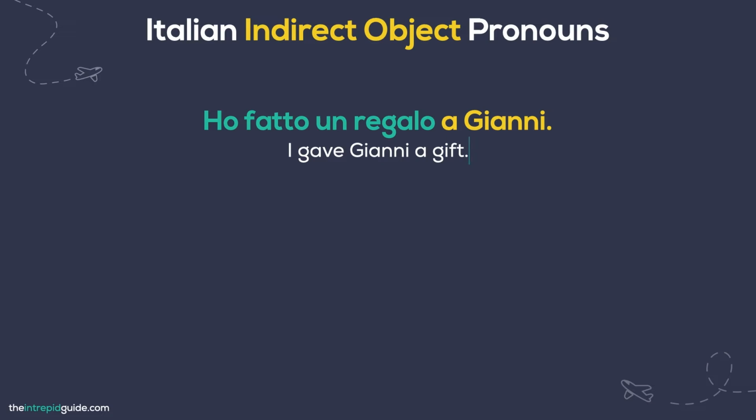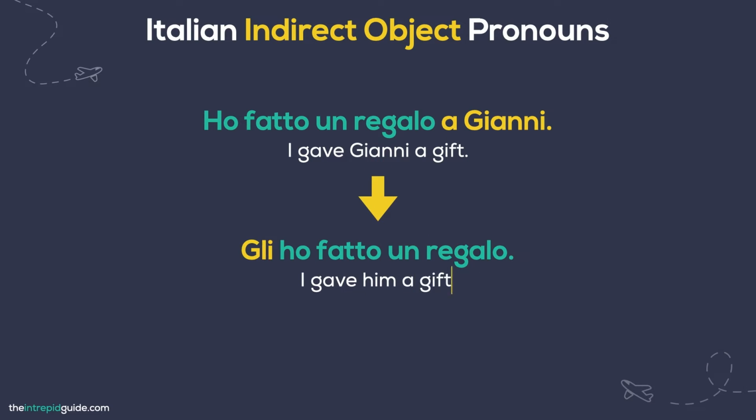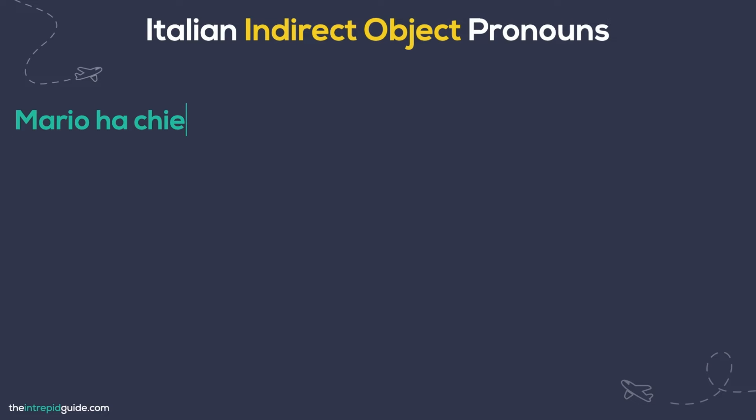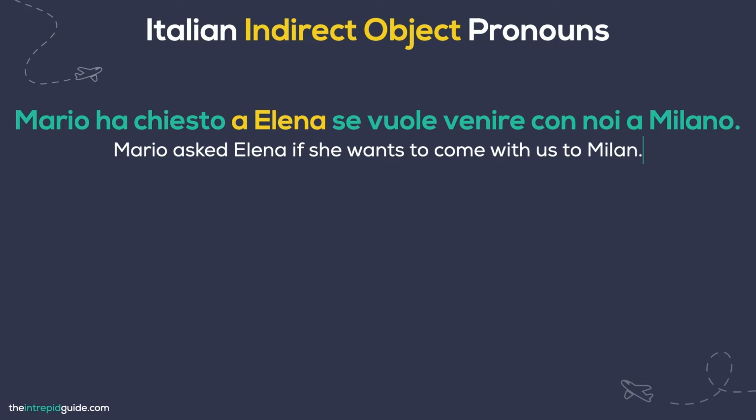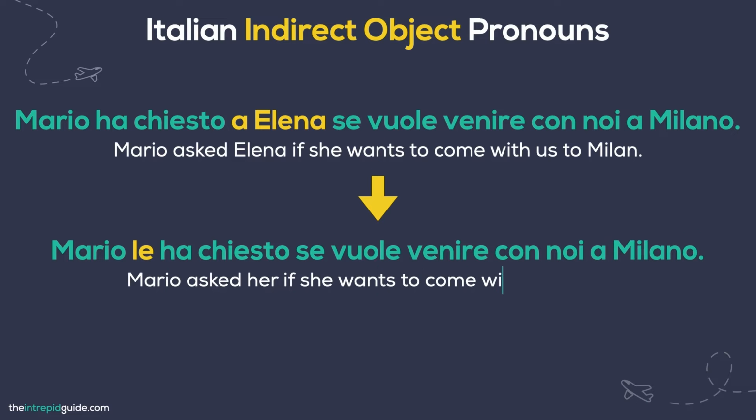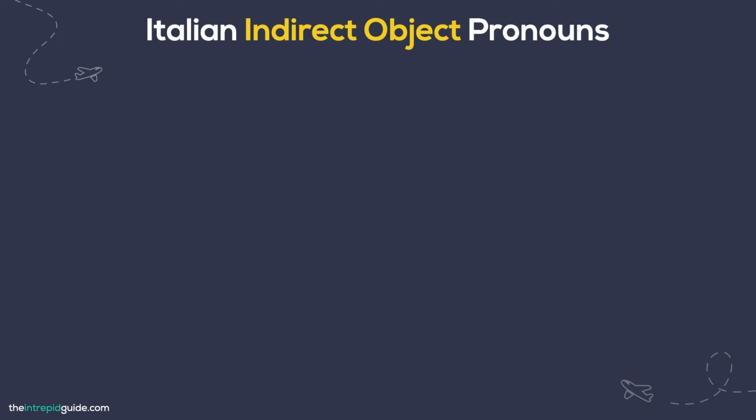Ho fatto un regalo a Gianni. I gave Gianni a gift. Gli ho fatto un regalo. I gave him a gift. Gli replaces a Gianni. Mario ha chiesto a Elena se vuole venire con noi a Milano. Mario asked Elena if she wants to come with us to Milan. This becomes, Mario le ha chiesto se vuole venire con noi a Milano. Mario asked her if she wants to come with us to Milan. Le replaces a Elena.